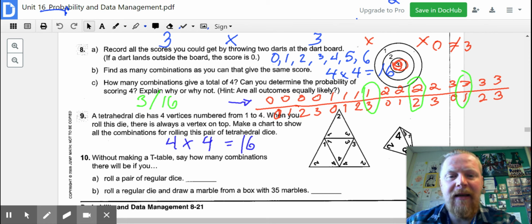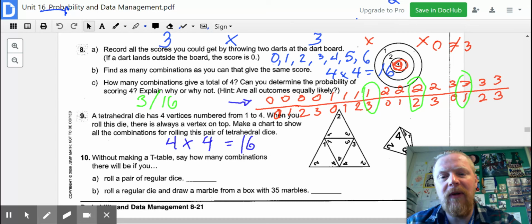Without making a t-table, say how many combinations there will be if you roll a pair of regular dice. Okay? Well, for a pair of regular dice, there's 6 different numbers on a die, and there's 2 dice. So 6 times 6 equals 36.